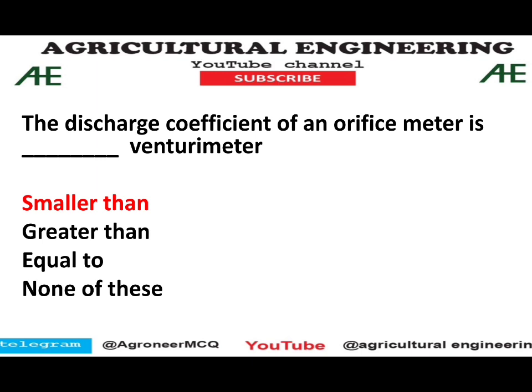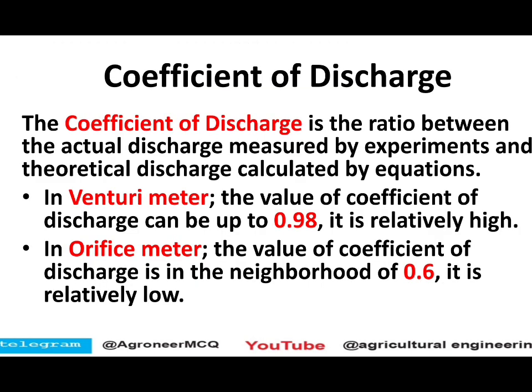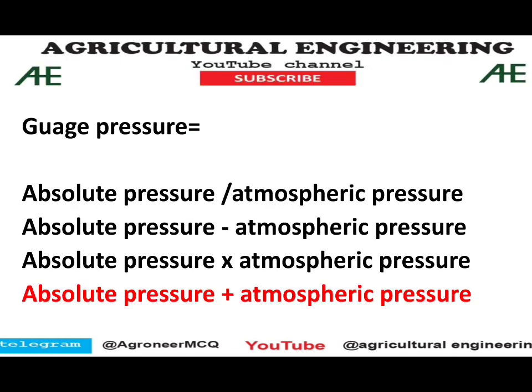The discharge coefficient of an orifice meter is smaller than venturi meter. Coefficient of discharge. What is meant by coefficient of discharge? The coefficient of discharge is the ratio between the actual discharge measured by experiments and theoretical discharge calculated by equations. In venturi meter, the value of coefficient of discharge can be up to 0.98. It is relatively high. In orifice meter, the value of coefficient of discharge is in the neighborhood of 0.6. It is relatively low. So don't forget this, that orifice meter has lower coefficient of discharge than venturi meter.